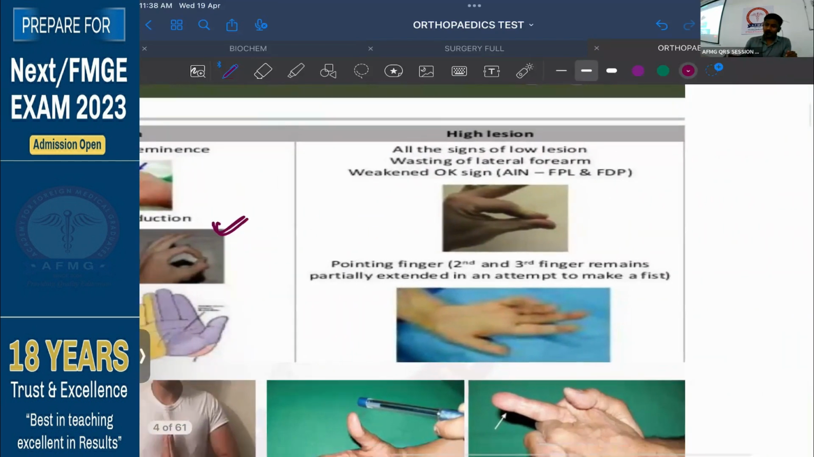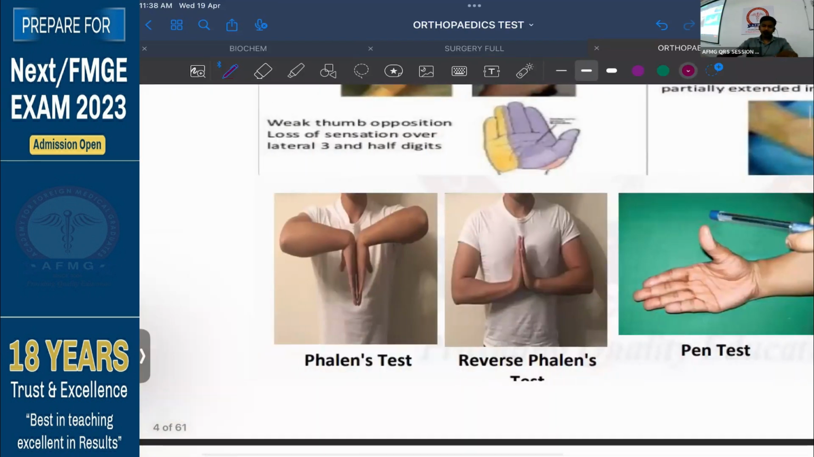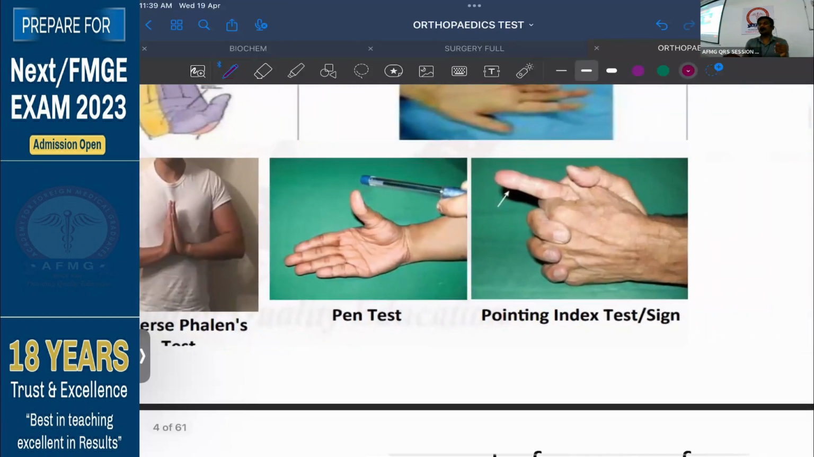Okay. Along with that, when you ask the patient to make a clasp, this is known as the Oschner clasp test or the pointing index sign. Okay. Next is what? This is the reverse phalanx test, and this is what? Phalanx test. Okay. The reverse phalanx is the better one for median nerve injuries, but you can perform both. Both can be done for median nerve injury. Then third is the pen test.